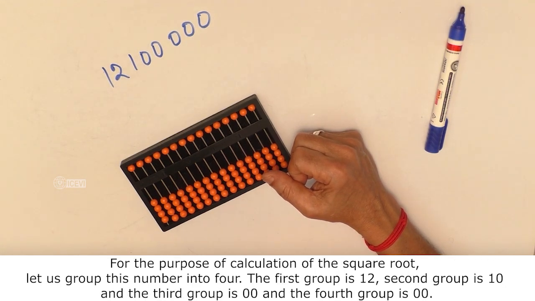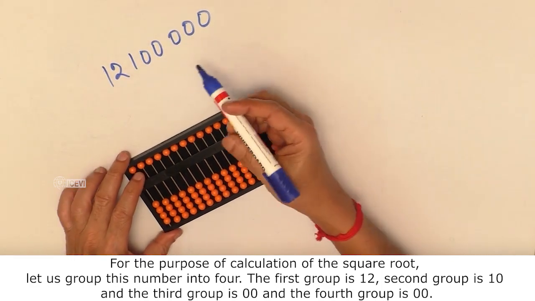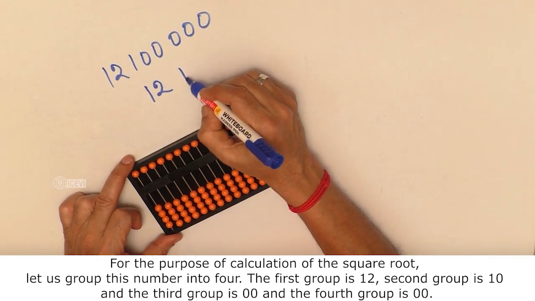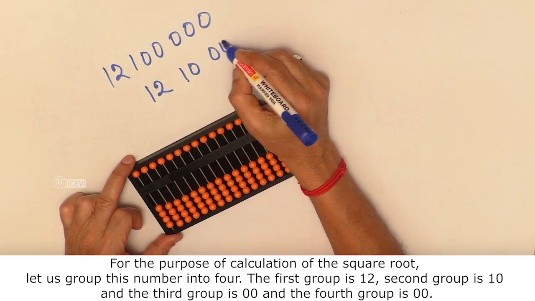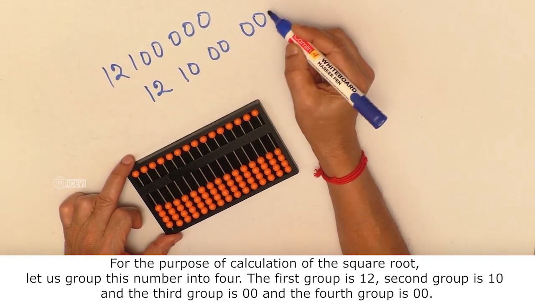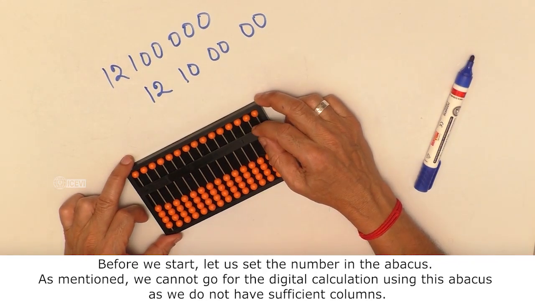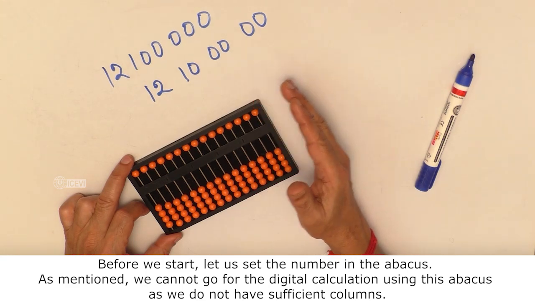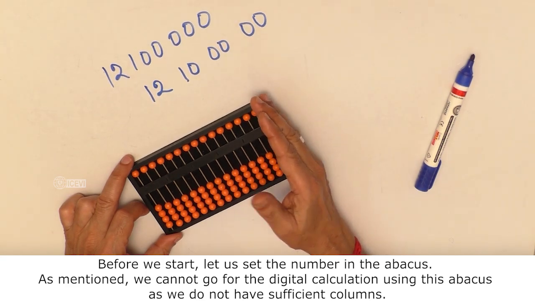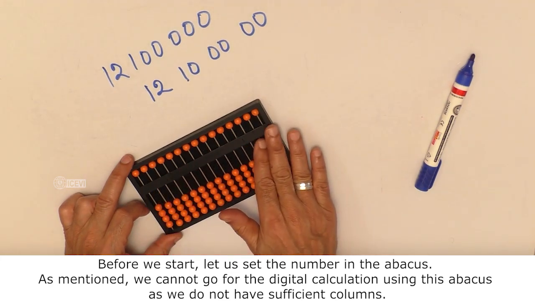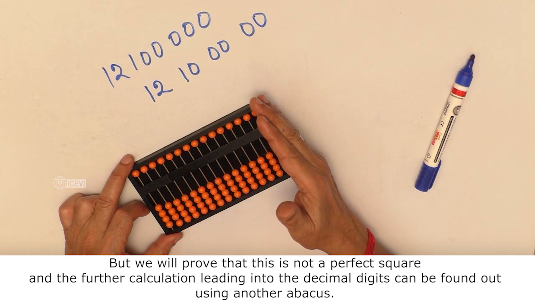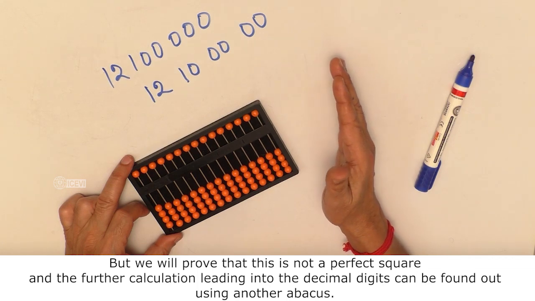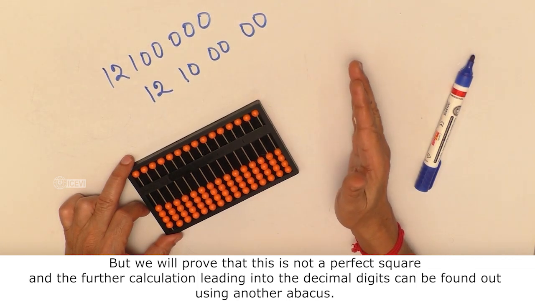For the purpose of calculation of the square root, let us group this number into 4. The first group is 12, second group is 10, and the third group is 0, 0, and the fourth group is 0, 0. Before we start, let us set the number in the abacus. As mentioned, we cannot go for the digital calculation using this abacus as we do not have sufficient columns. But we will prove that this is not a perfect square, and the further calculation leading into the decimal digits can be found out using another abacus.